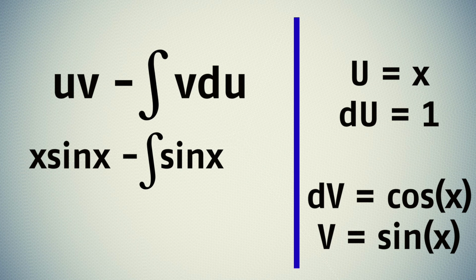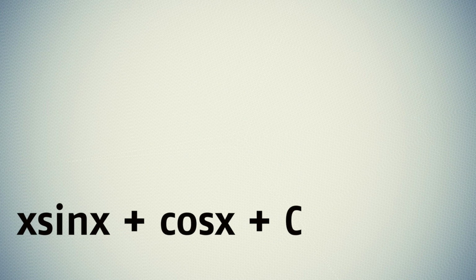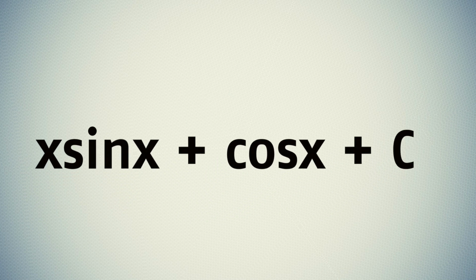Then, the last thing you have to do is integrate sine x, which gives you negative cosine x. But remember that there's a subtraction sign in front of it, so really you have positive cosine x. The final answer is x times sine x plus cosine x plus C.